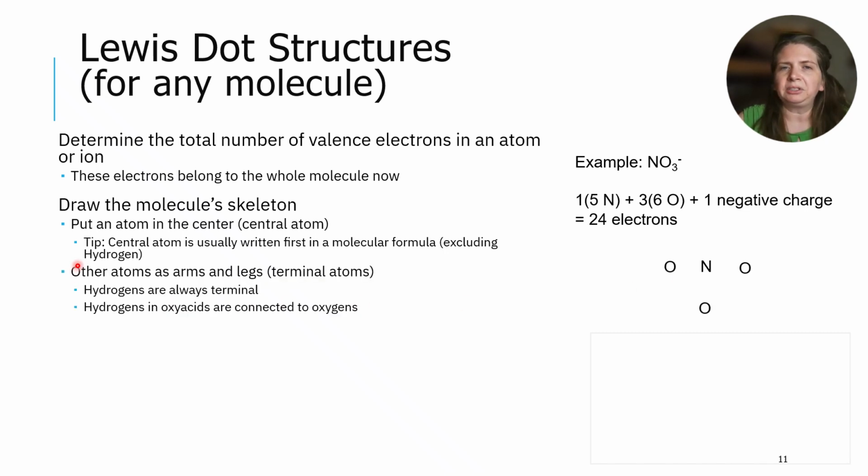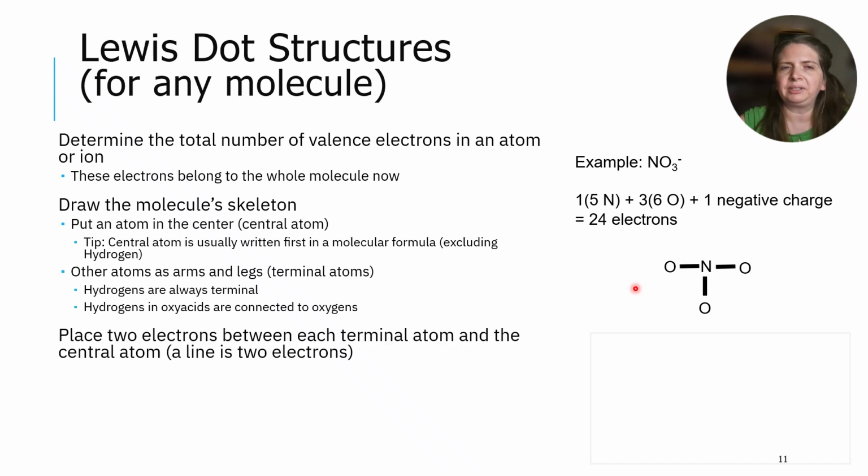Arrange the 3 oxygen atoms around the nitrogen atom as terminal atoms. Next, connect each oxygen to the nitrogen with a single bond. This single bond contains 2 electrons. Since we have drawn 3 single bonds, we have used 6 electrons, leaving 18 electrons to place in the structure.